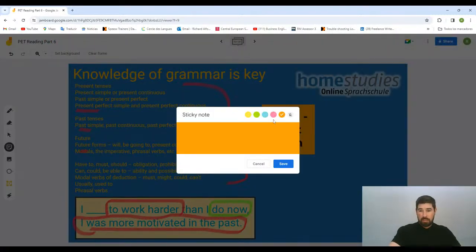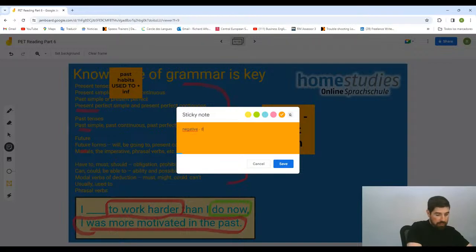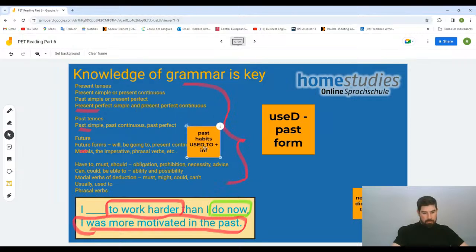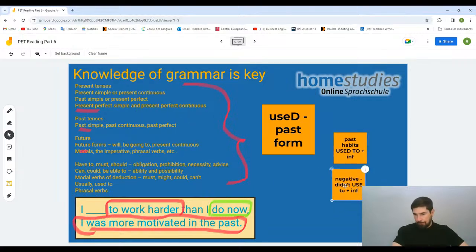Is that okay, Luis? So remember that if you're talking about past habits, I'll just write that in for you there. Past habits, used to plus infinitive, with a D on the end. The negative is didn't, and this time you're using use without the D.